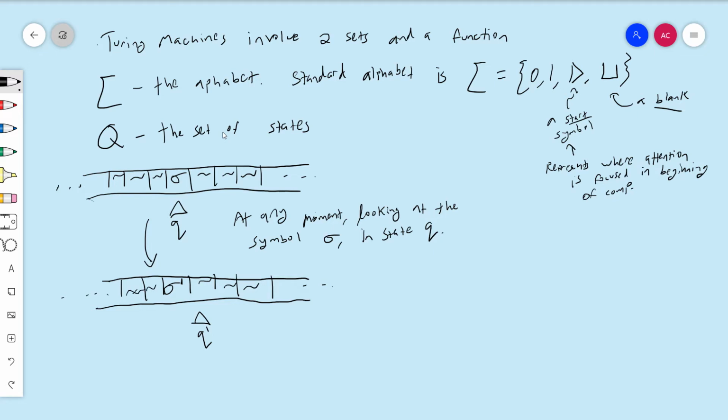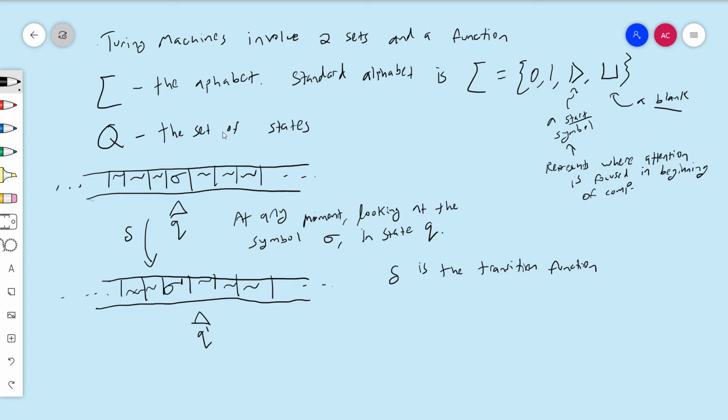And so there's got to be a function that has all the information I need in order to do this step. I'm going to call that function delta, the transition function. The transition function of a Turing machine is basically the program. It tells you what to do given that you're in a specific state of mind, Q, and looking at a specific symbol, sigma. And it's a function.